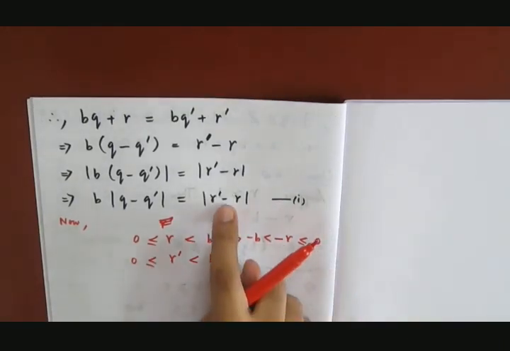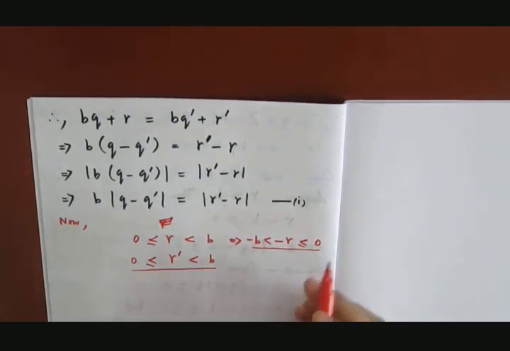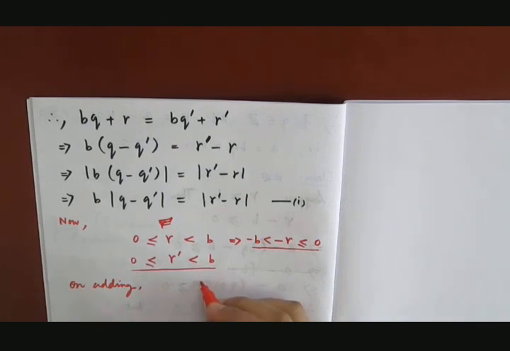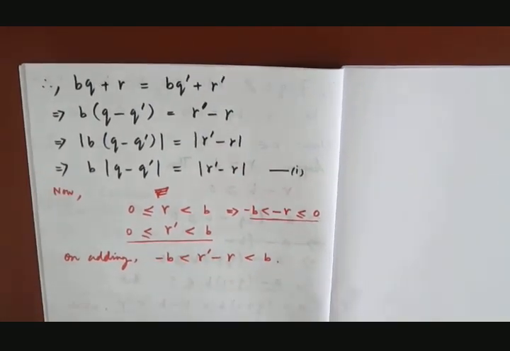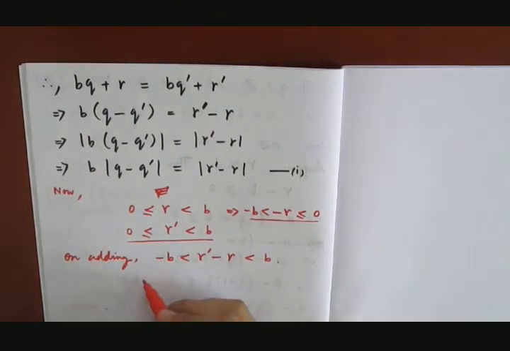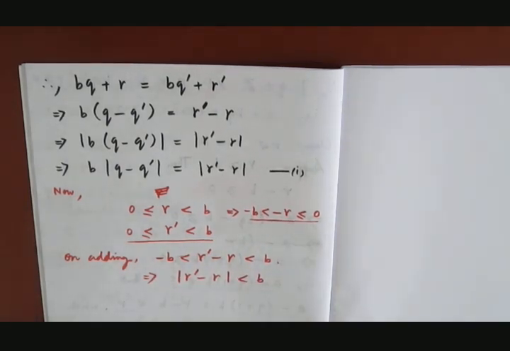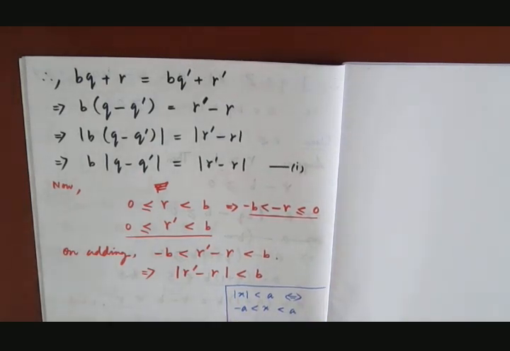Why am I doing this? Because I need the range of minus R. So I know this is the range of minus R, I know this is the range of R dashed. Just add these two. So on adding, what will I get? R dashed minus R is less than B plus 0, this is B, and this is greater than minus B. Right? Okay. Can I write from here modulus of R dashed minus R is less than B? You know this result. Let me state here that mod x less than A actually means x is greater than minus A and less than A. I hope you know about this result, right?